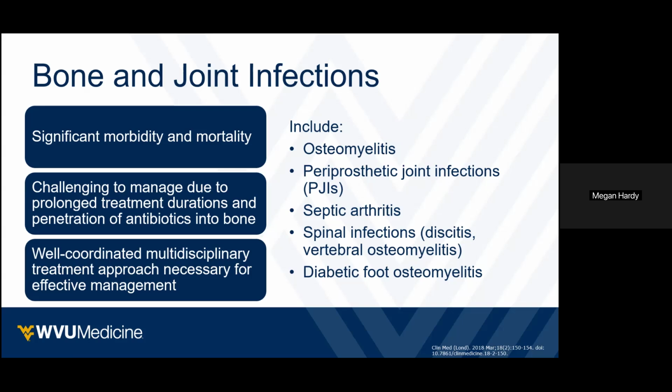Significant morbidity or mortality are associated with bone and joint infections, making them challenging to manage due to prolonged treatment durations and penetration of antibiotics into bone. I will be using terms like bone penetration loosely here. We'll get into why that is and why that's not really always the best term to use here. And bone and joint infections require a well-coordinated multidisciplinary treatment approach for effective management. Some examples of bone and joint infections are osteomyelitis, periprosthetic joint infections, septic arthritis, spinal infections like discitis or vertebral osteomyelitis, as well as diabetic foot osteomyelitis.